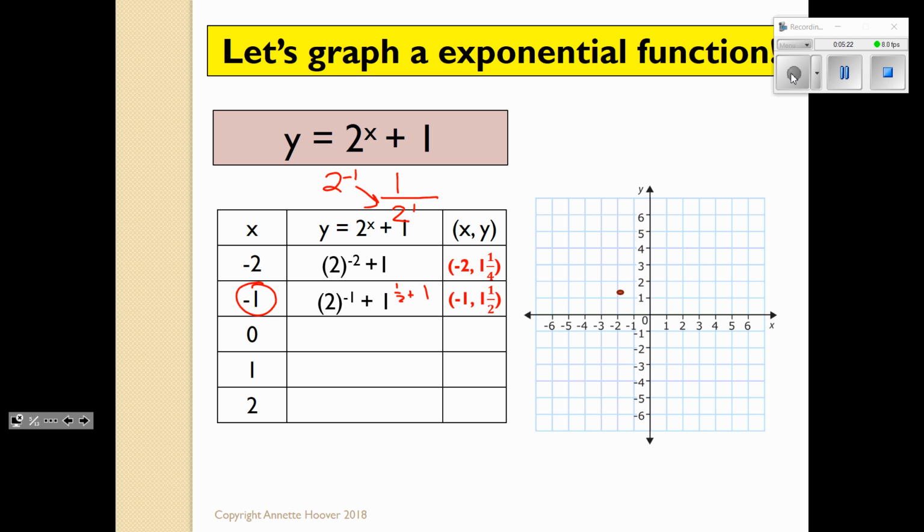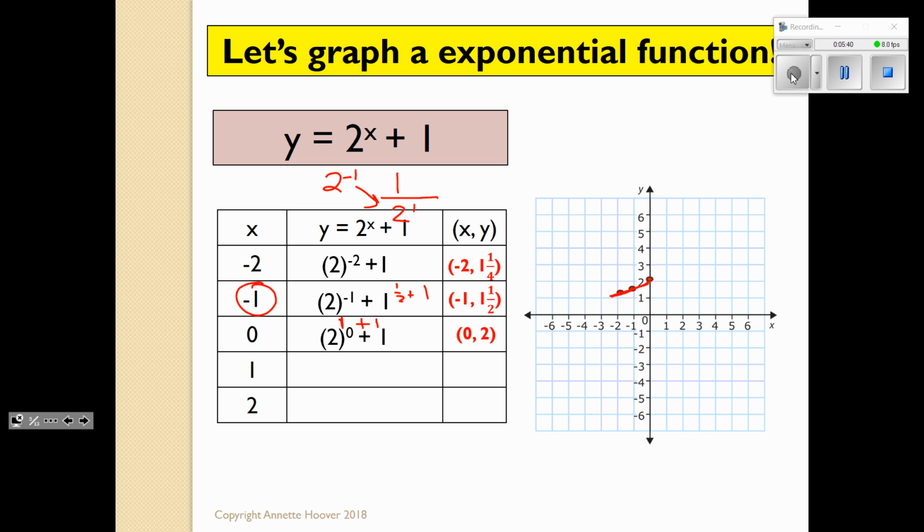If we plug in a 0, we have learned that any number raised to the 0 power is 1. Anything to the 0 power is 1. So 1 plus 1 is 2. So that ordered pair is 0, 2. So you can see as we started our graph here, it was kind of a gradual incline that's going on right now.